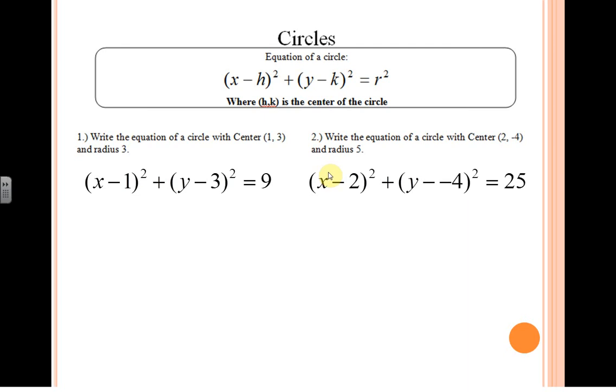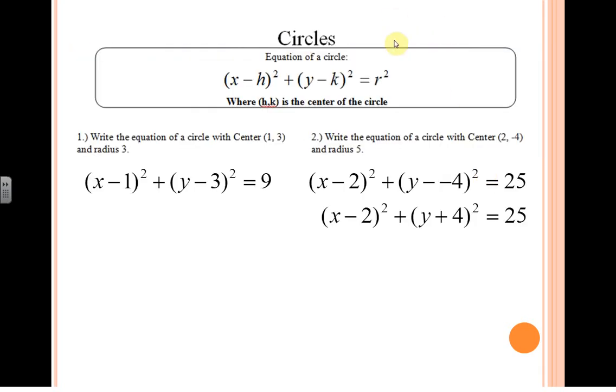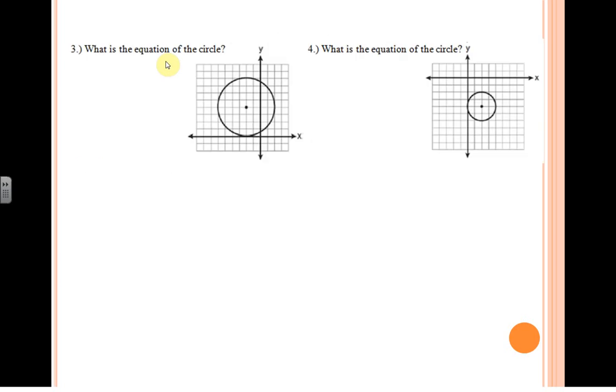Moving on to number 2. We substitute the values in. When you substitute negative 4 in, again, that changes to a plus 4. You don't have to show that step. I'm just showing you in the video so you realize it's minus a negative, so it turns into a positive. You are not given the equation of the circle, so you do need to be comfortable with this.